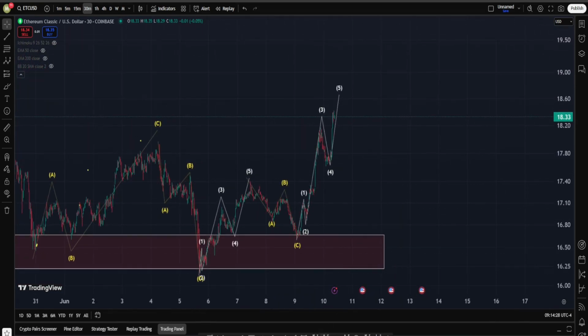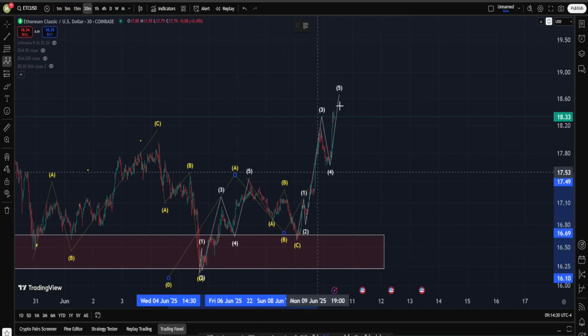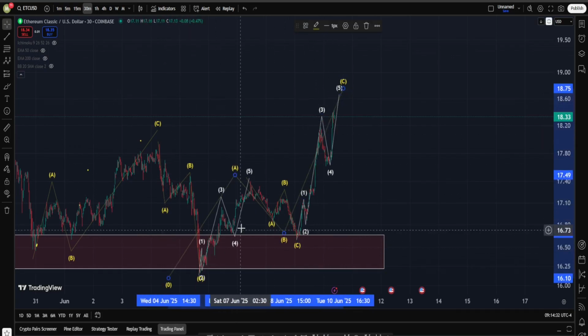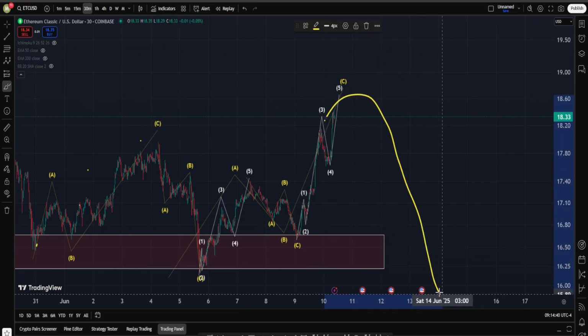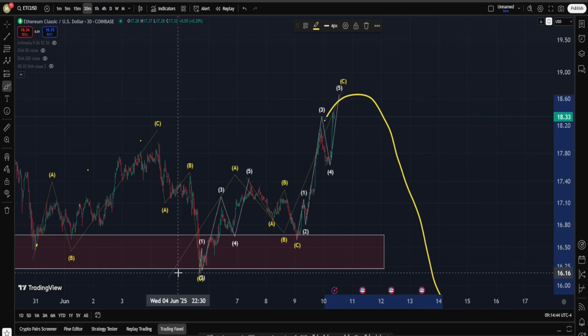Scenario number 1 suggests that maybe this is an ABC zigzag, meaning we are having a correction off of the lowest low and not an impulse, suggesting our move down is not over. And from these areas, we can have soon a very strong move on the downside in order to take the lows in here, about $16.